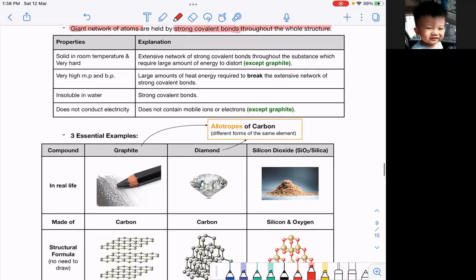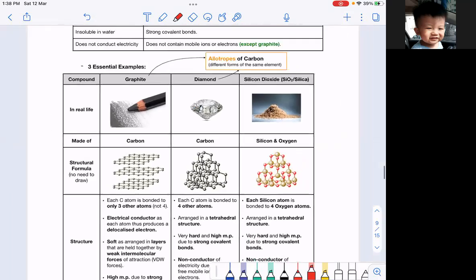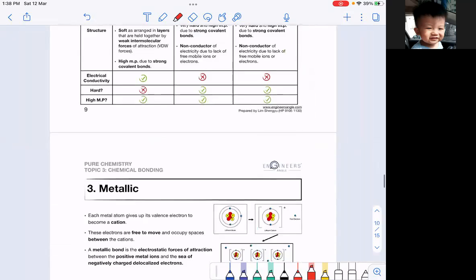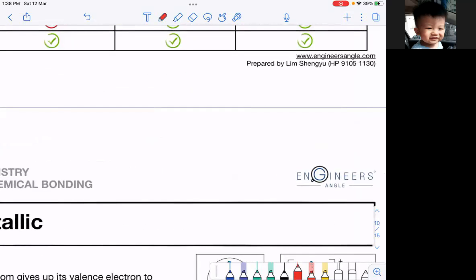Okay? If we look at some drawings first, these are the 3 examples that are tested for O-level. Diamond, we talk about it first. Diamond is carbon. So how do you draw diamond? I just draw here. No need to learn. Diamond, carbon is how many sticks? You can answer.